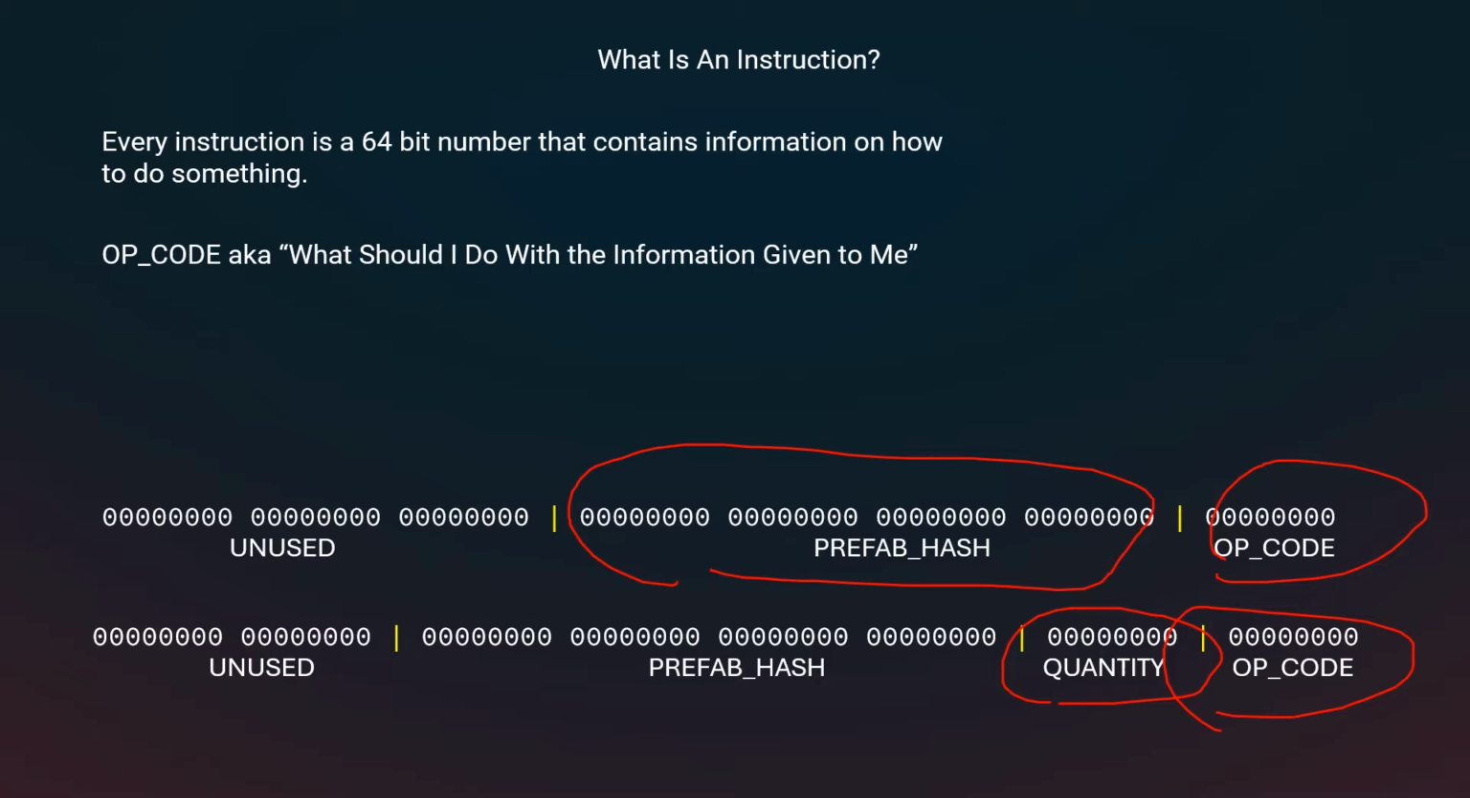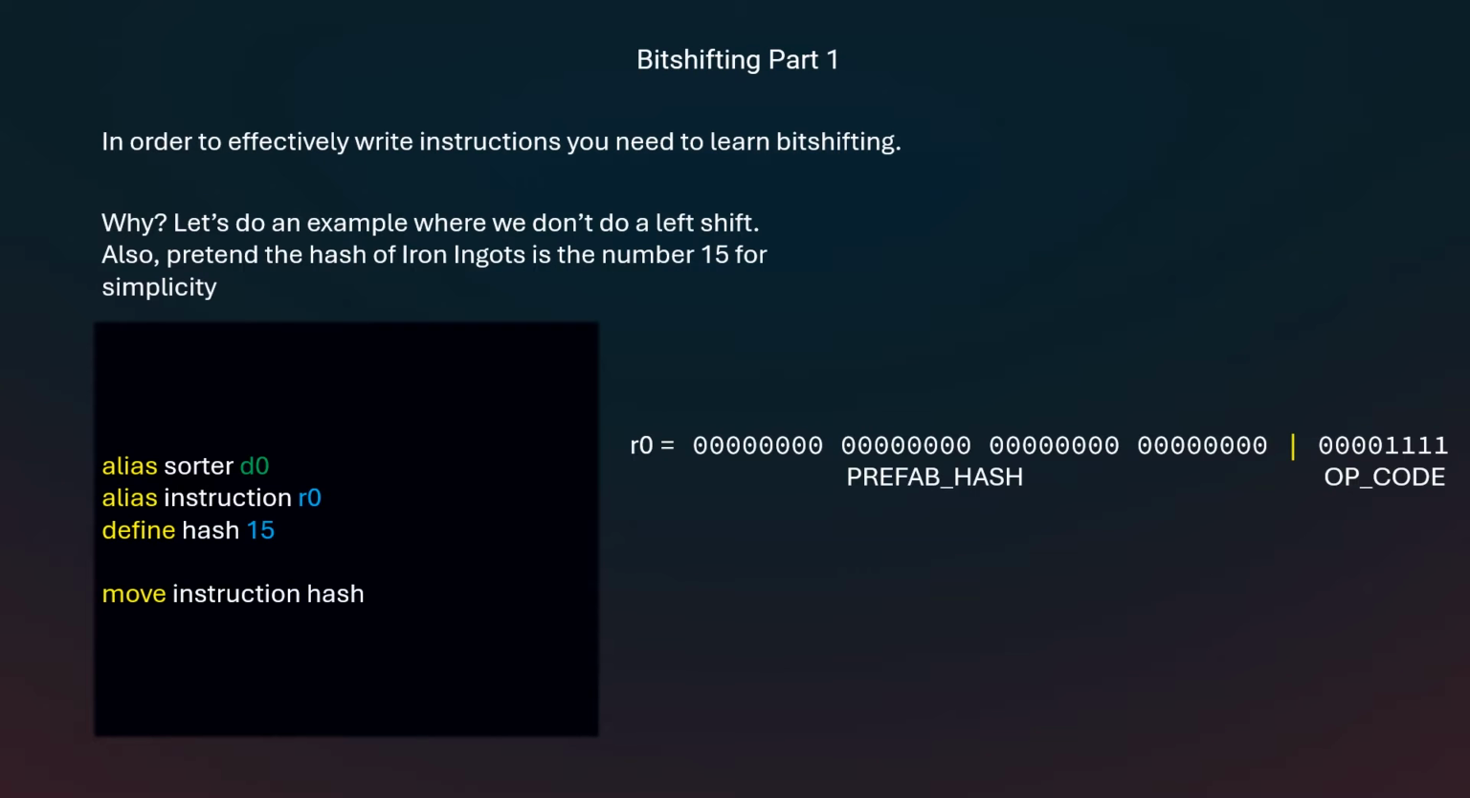So how do we put information into these instructions? You need to learn basic bit shifting. Don't worry though, the second one is going to teach you the very basics of it. But first, let's highlight an example of why you need to learn bit shifting. I told you the order that we put the information in does matter. So let's try running this code where we put the hash of iron ingots, which we'll pretend is the number 15 for simplicity's sake. We'll put this value into an instruction without bit shifting.